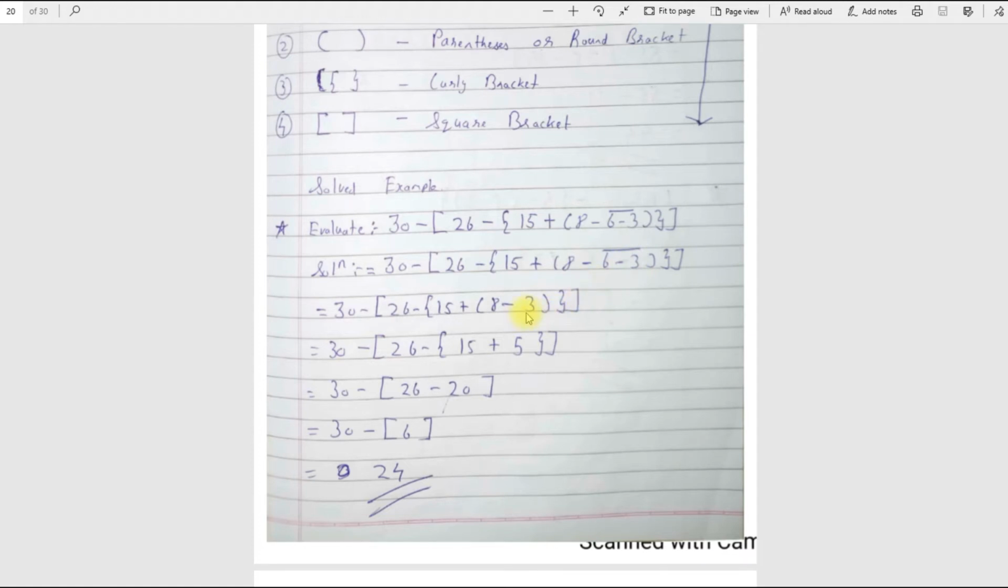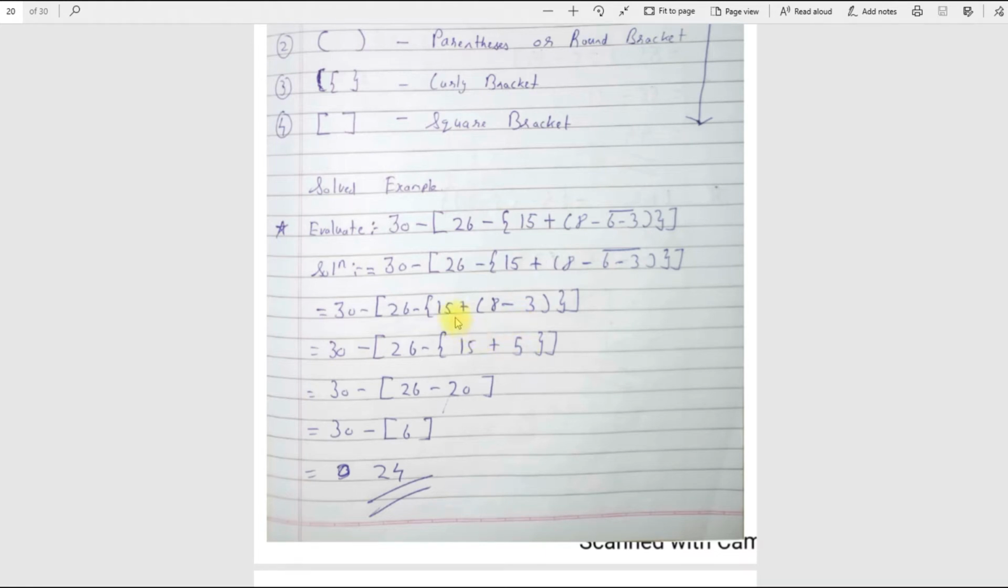Now after bar bracket, we have to solve round bracket. So round bracket contains 8 minus 3. The other part of the question is written as it is. 8 minus 3 is what? 5. So I wrote 5 over here and removed the round bracket because nothing is left inside the bracket.